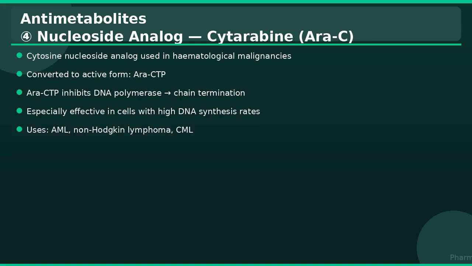It is especially effective in cells with high rates of DNA synthesis, such as leukemia cells. Cytarabine is primarily used in the treatment of acute myeloid leukemia, non-Hodgkin lymphoma, and chronic myelogenous leukemia. Side effects include myelosuppression, nausea, vomiting, cerebellar toxicity at high doses, and ocular toxicity.